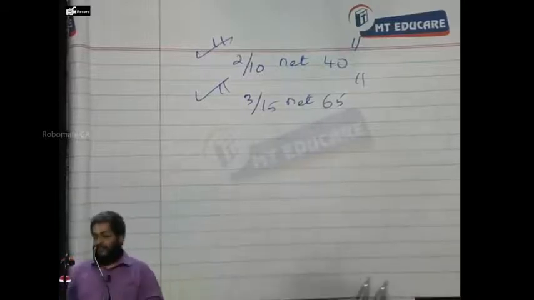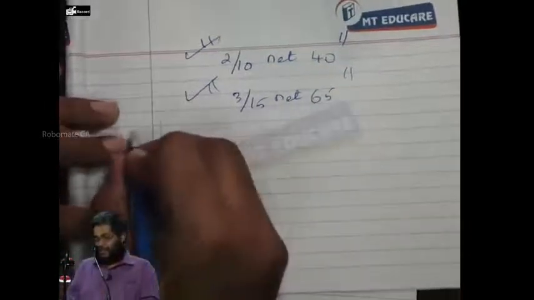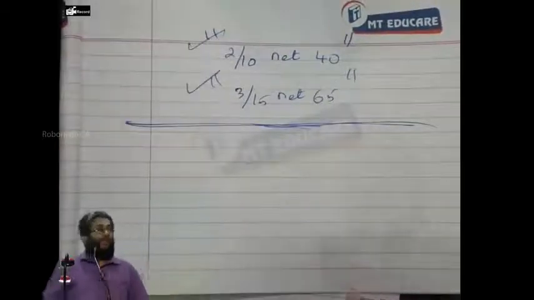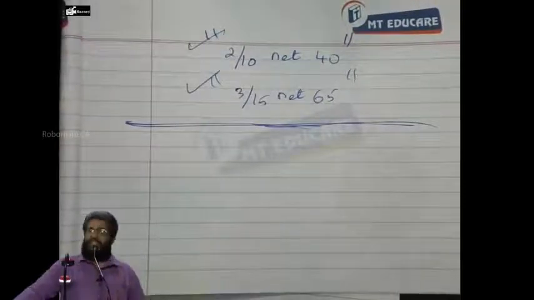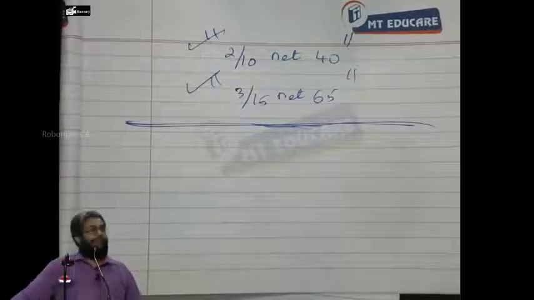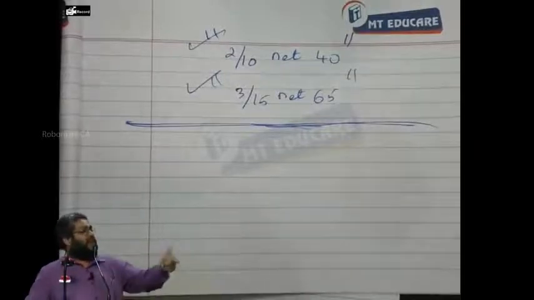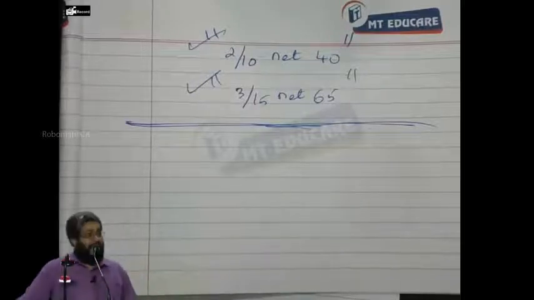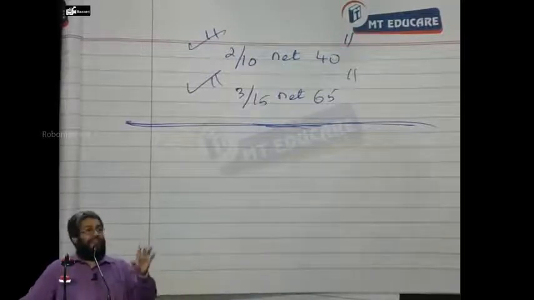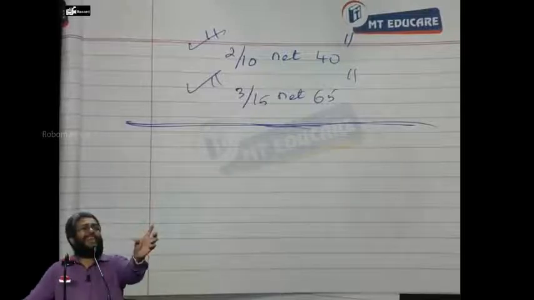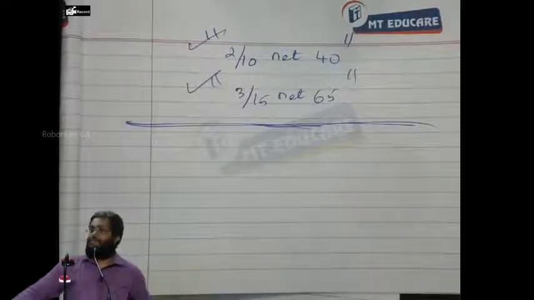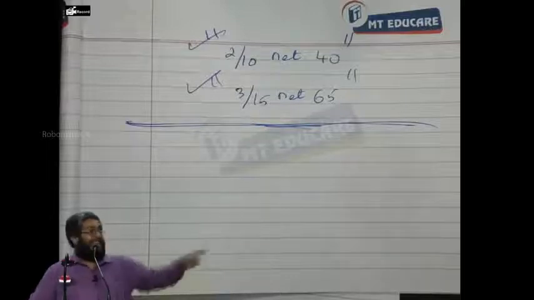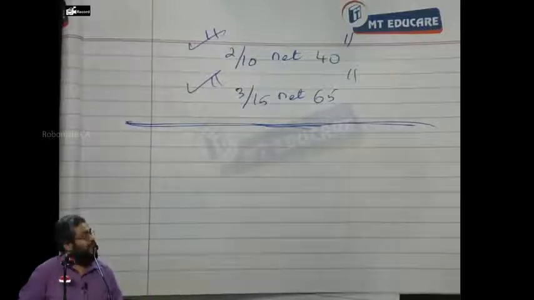Now, the second stage of discussion. What is the advantage of giving a cash discount? Tell me, the company is giving a discount or not? What is the advantage of giving a cash discount by the company? They receive the money earlier. When the money is received earlier, the debt collection period reduces. When the debt collection period reduces, debtors reduce. Interest lost is going to be reduced. Yes or no?